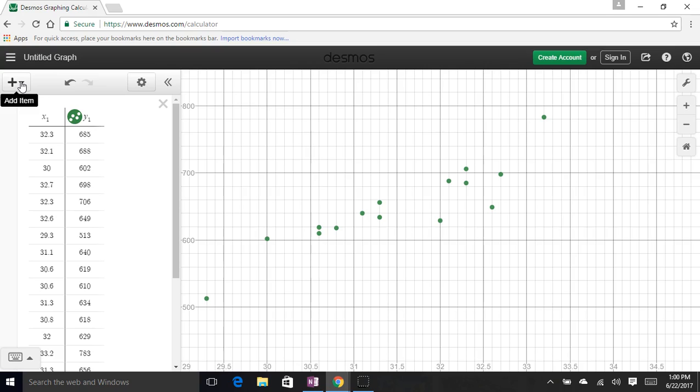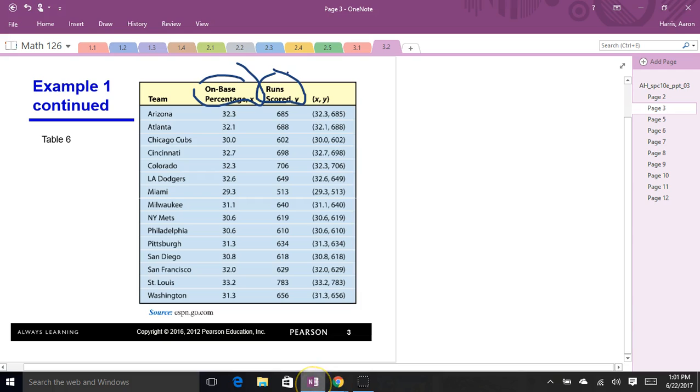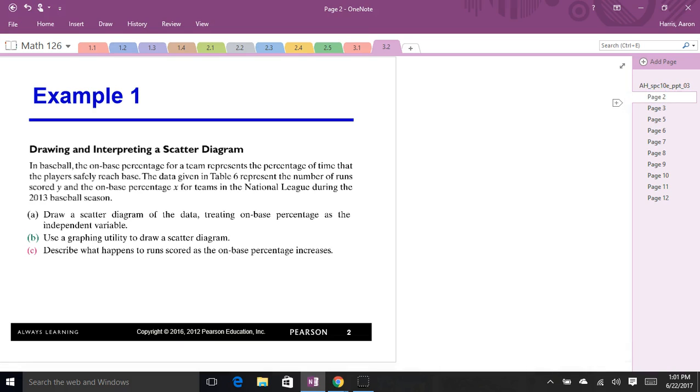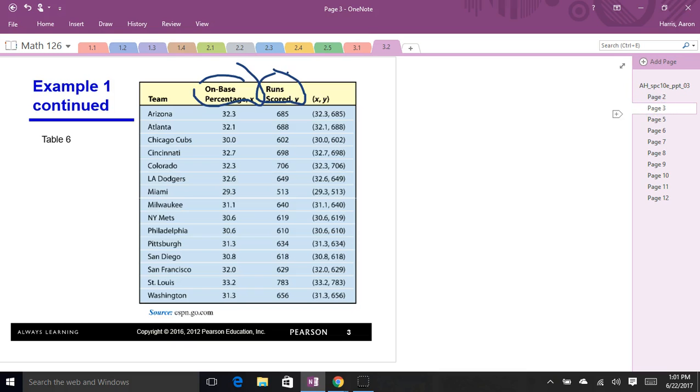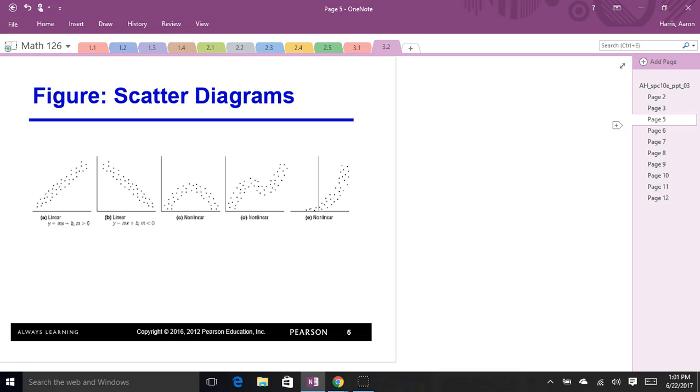Okay, and you notice that it kind of has a pattern to it. You notice as your on-base percentage on the horizontal axis, your X's, goes to the right as it increases, the runs scored, the Y values, go up. Fortunately, I can't write on this right now unless I'm in OneNote. You notice that one relationship increases as the other increases. So what we're going to do now is talk about the patterns of scatter diagrams.